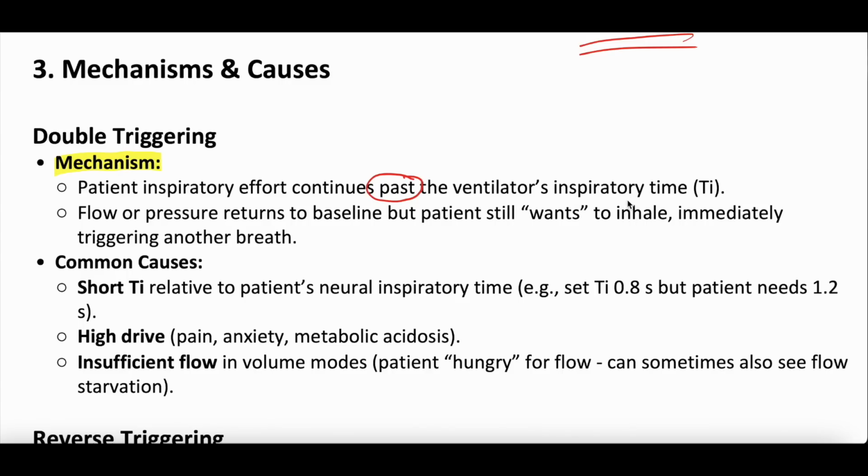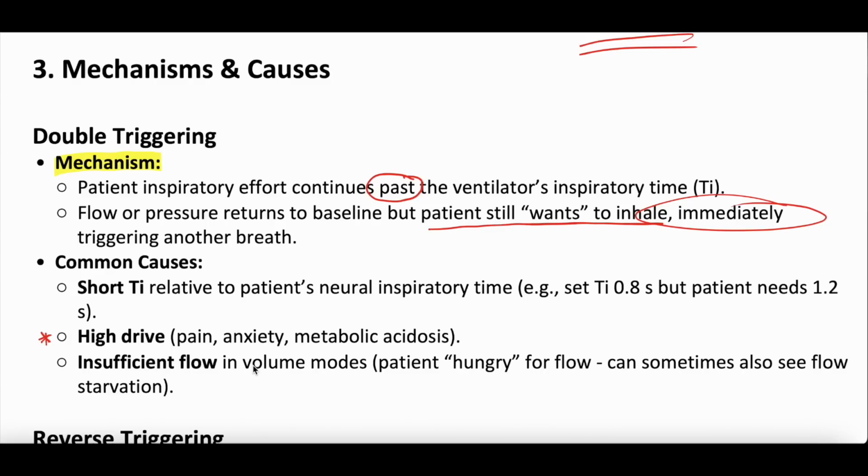So they're still trying to inhale, even after the ventilator's inspiratory time. This then creates flow and pressure that then makes the ventilator give a second breath. So the flow or pressure returns to baseline from the ventilator, but the patient still wants to inhale. So it immediately triggers another breath. Common causes here can be the biggest one, high patient drive.